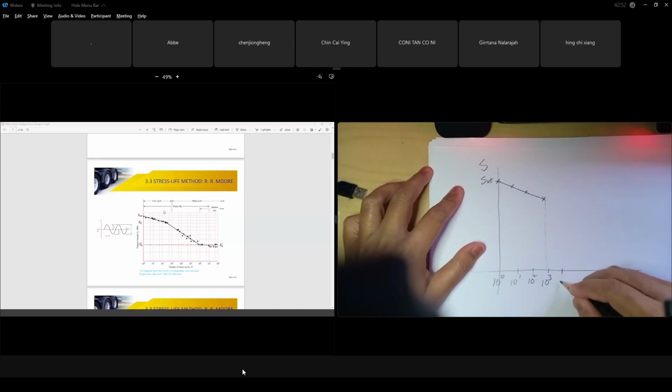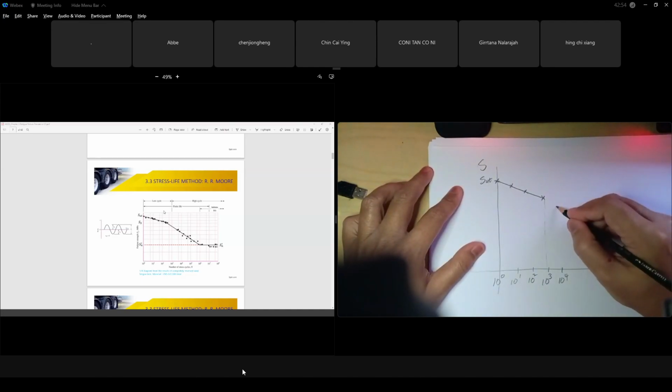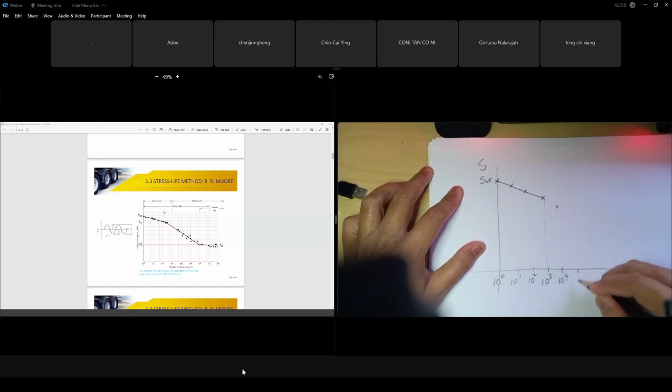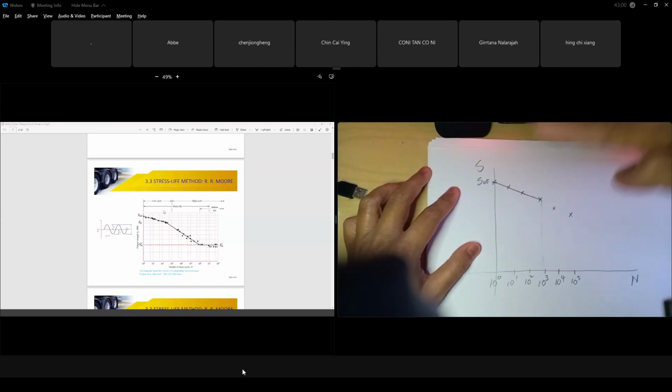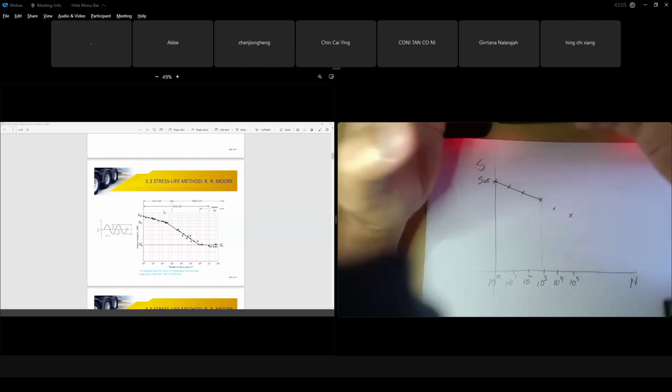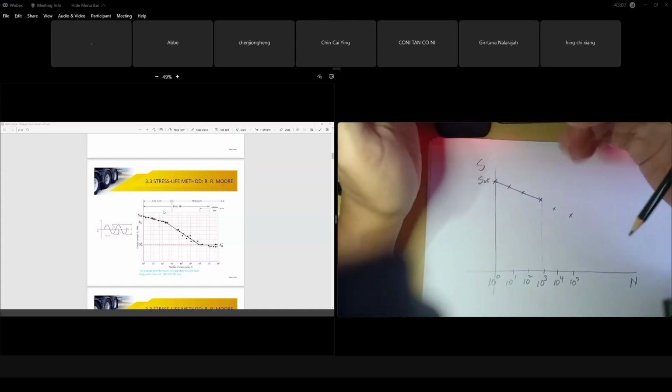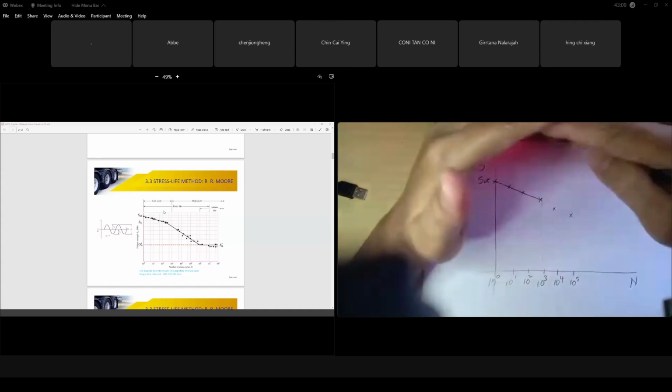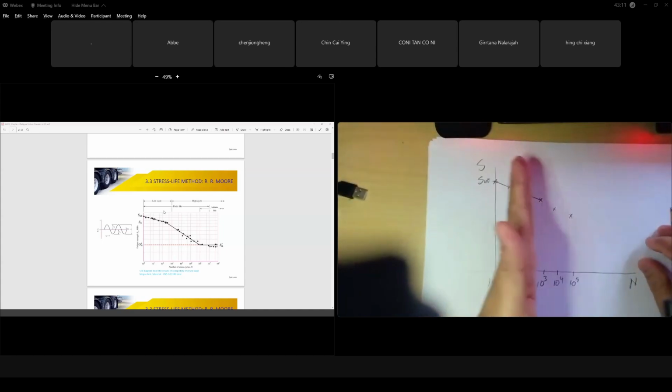Then they measure 10 to the power of 4 cycles. Then they record like this. 10 to the power of 5. Then they record how much it breaks. It means they lower the weight. This first one, the heaviest weight, is already close to SUT. After one cycle only of revolution, the shaft breaks. Then lower, then they jot down.